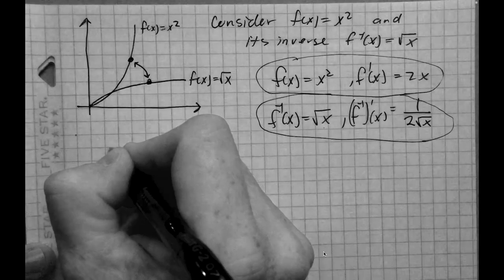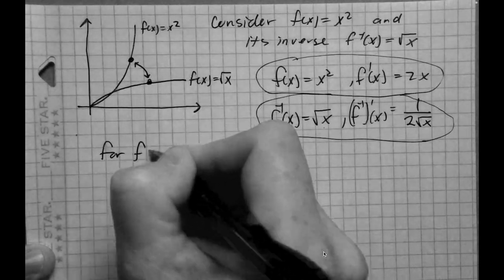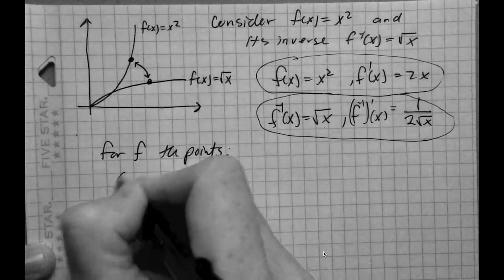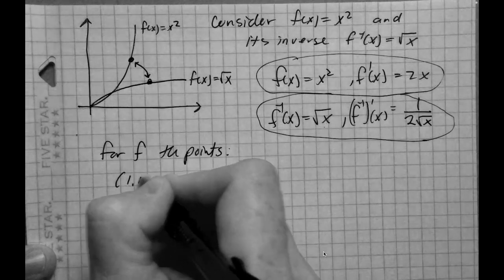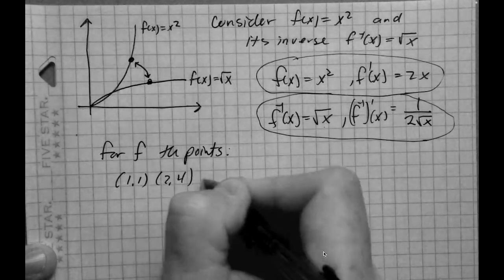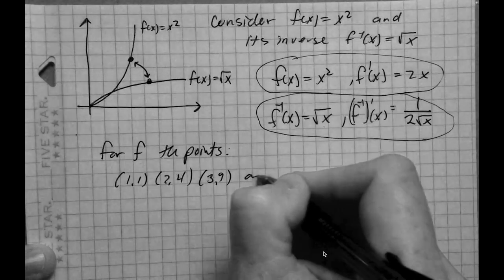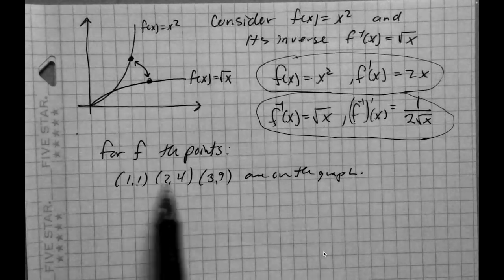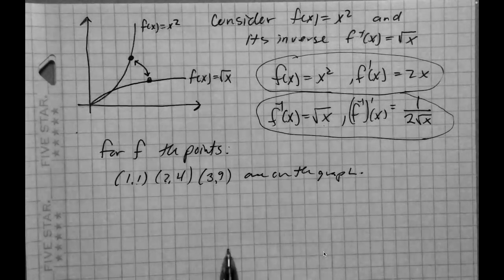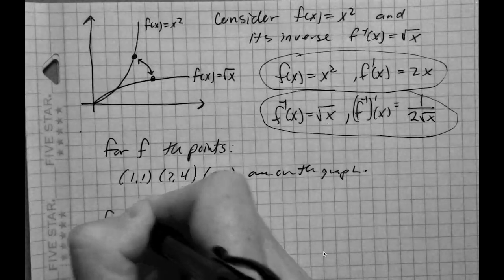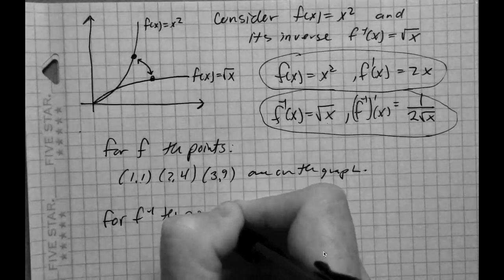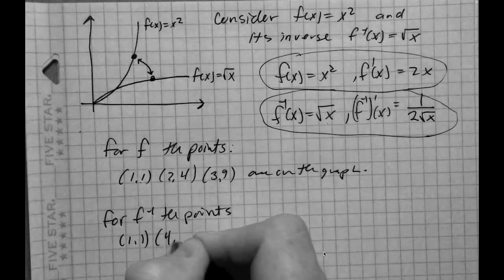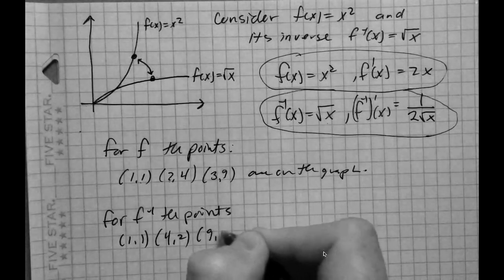Now, we know that for f, the points (1, 1), (2, 4), and (3, 9) are on the graph. This is just the square. 1 squared is 1, 2 squared is 4, 3 squared is 9. So then that means that for f inverse, the points (1, 1) would be there, and then (4, 2) should be on the graph, and also (9, 3).